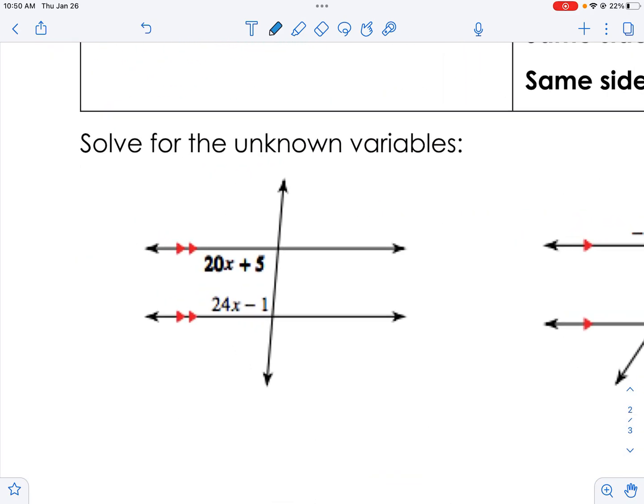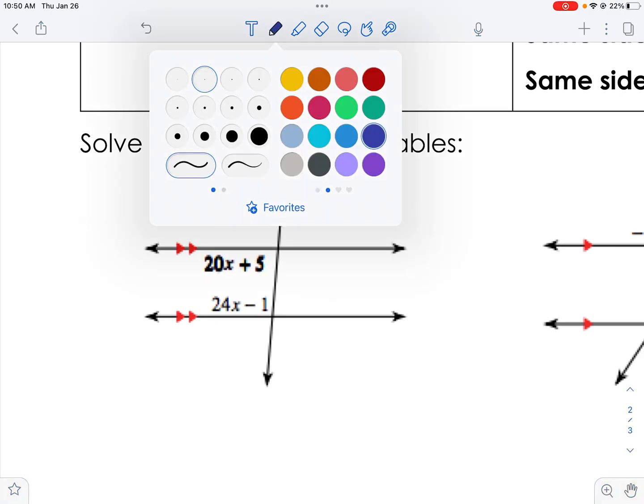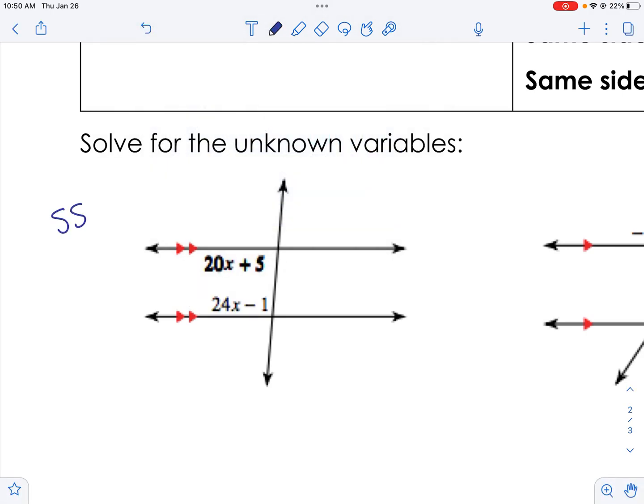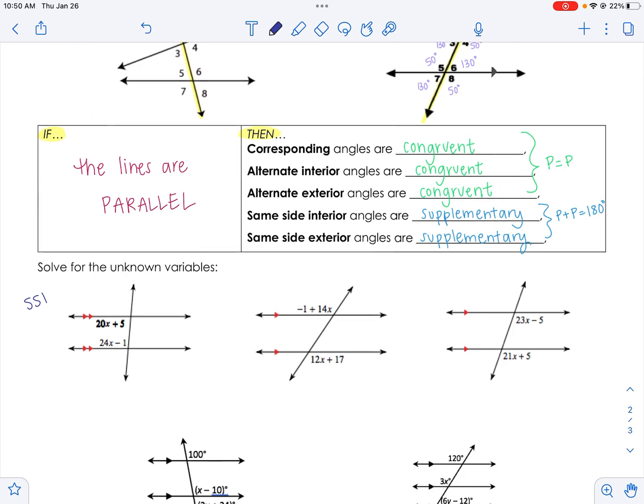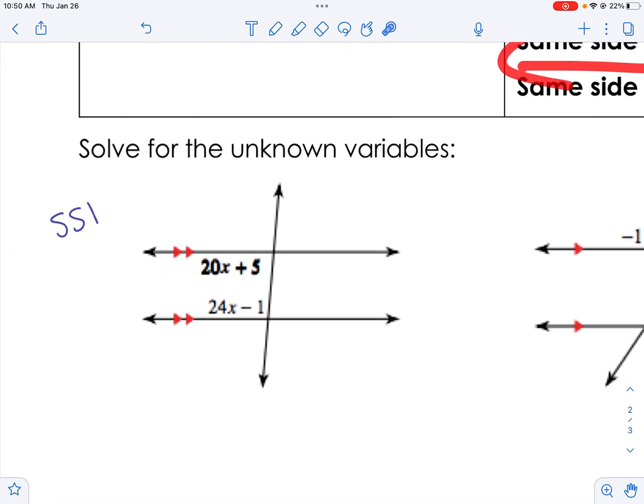to solve. So if I'm solving for my unknown variable and I look at this picture, I have an angle here and I have an angle here. They're on the interior, they're same side interior, so this is going to be SSI for same side interior. And if we remember, same side interior is supplementary, so it's going to be part plus part equals 180. So that SSI automatically means supplementary, P plus P equals 180.